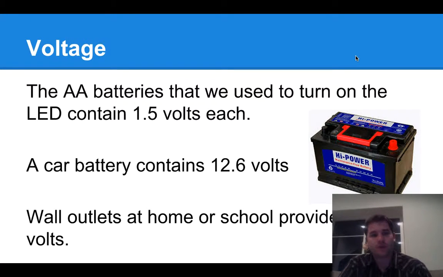So here's some examples. The AA batteries that we used yesterday, those each contain 1.5 volts. Okay, 1.5 volts in a AA battery. A car battery, if you've ever seen one of those, is a huge battery that contains 12.6 volts. So we need more battery power to turn on our car. And when we go home or when we're at school and we plug something into the wall outlet, that provides 120 volts of electricity. So that is one of the reasons why you don't want to stick your fingers in those sockets, because that is a ton of volts running through our bodies.